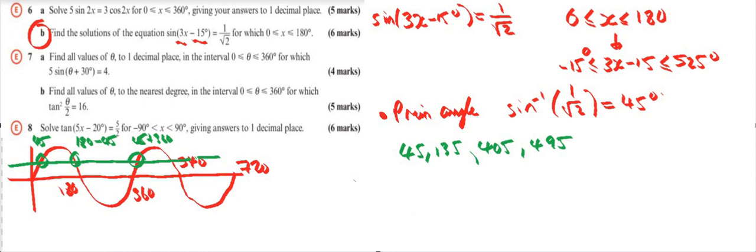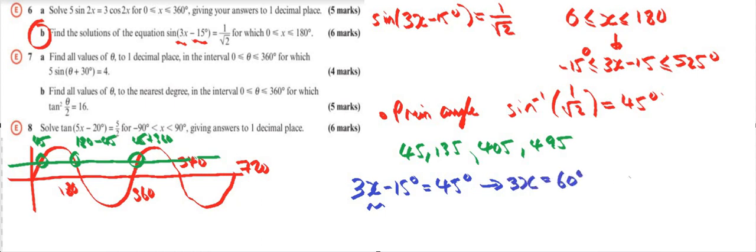Right, now I'm going to think about these as linear equations. So now 3x minus 15 degrees equals 45 degrees. So remember, this is what's happened. Someone's tripled x and taken away 15. So when I want to find x, I'm going to undo it in the same way. I'm going to add the 15. So that means that 3 lots of x is equal to 60 degrees. And then I'm going to divide it by 3. So x is 20 degrees.